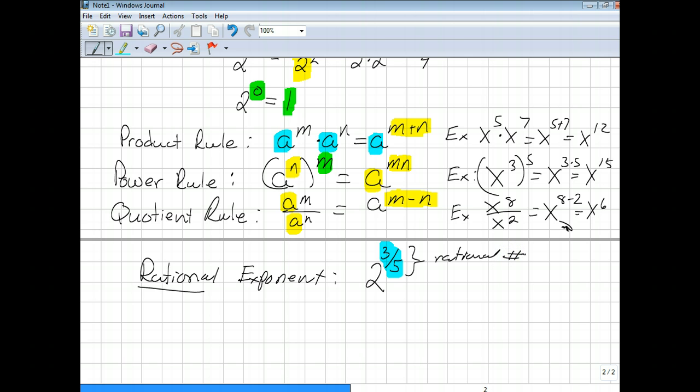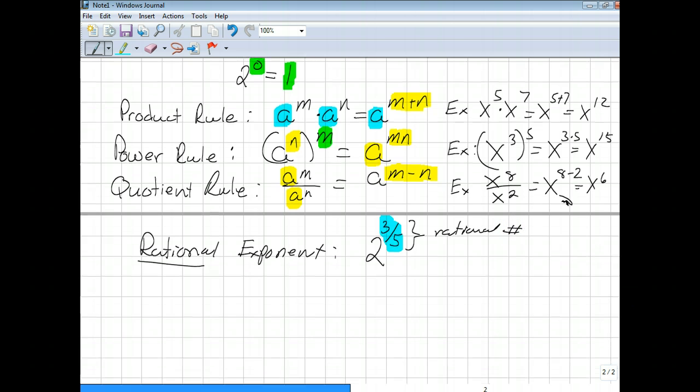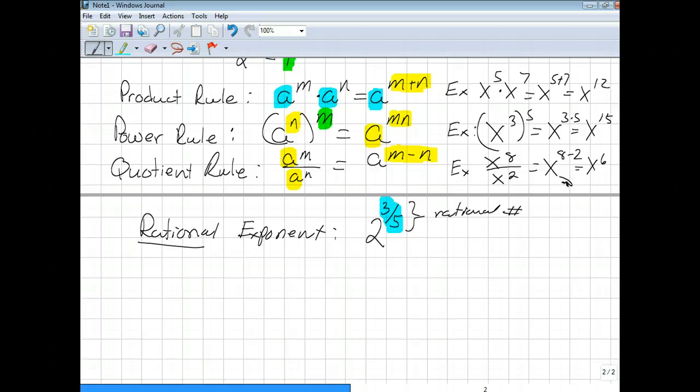Okay, now when the exponent is a rational number, the numerator means one thing, the denominator means another. So 2 to the 3/5. The numerator is the power. Okay? Just like on all our rules that we've done before. Okay? The denominator is the root. So remember, roots undo powers.